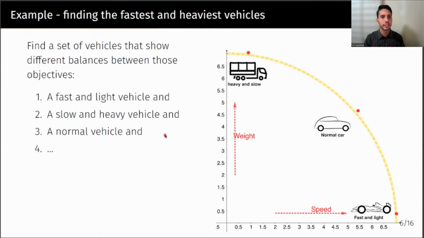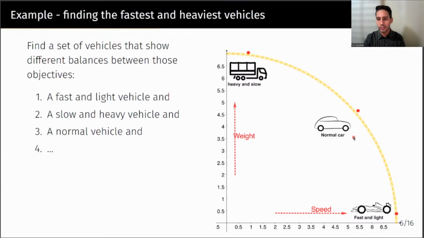So let me give you this example about finding the fastest and heaviest vehicle. Here we have one objective, the weight, and here we have the speed, the other objective. We have a truck, a normal car, and a racing car. The racing car is very fast, but generally they are very light. So they maximize the speed, but they are not so good in the weight objective. The truck, on the other hand, is very heavy, but quite slow.